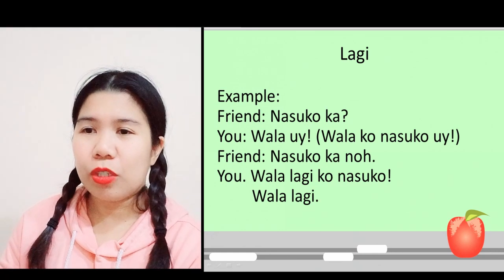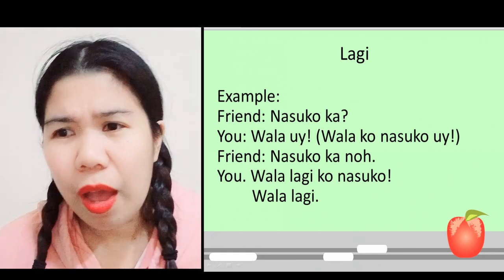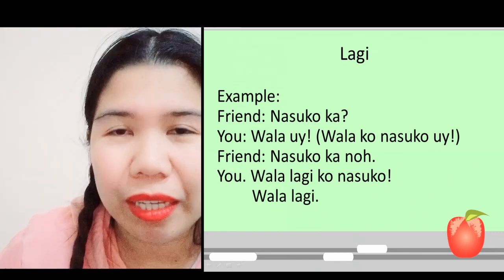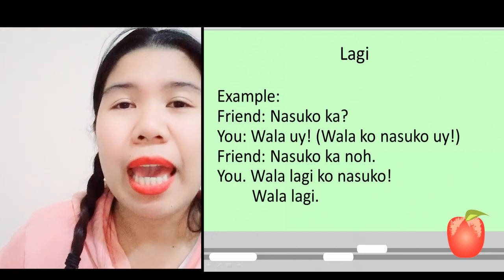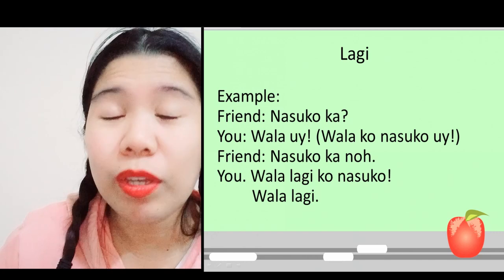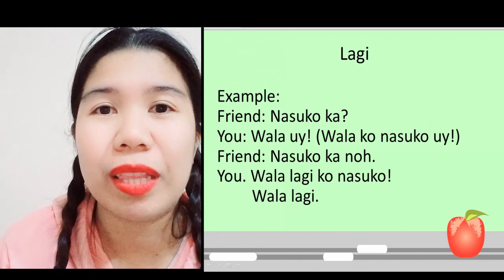So you are assuring your friend that you really are not angry. It's actually very similar to bitaw, but when you say lagi, it's more reassuring. And it's as what I have told you a while ago, believe it or not, I am not angry. So that's the effect of lagi.